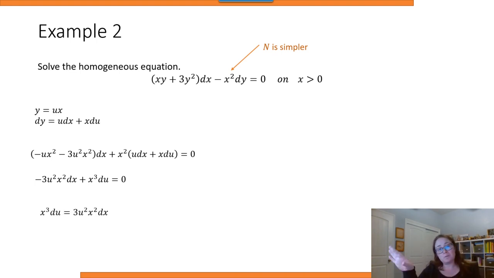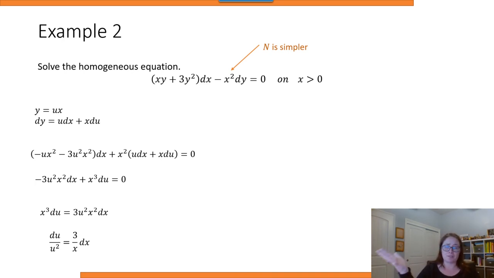So I'm going to throw the differentials on opposite sides. I have the du term on one side and the dx term on the other. To get these separated, I'm going to have to divide by x cubed to get the x away from the left side. I'm going to have to divide by u squared to get the u away from the right side. So that is going to give me du over u squared equals 3 over x dx if I combine those x terms. Okay, I've separated the variables.